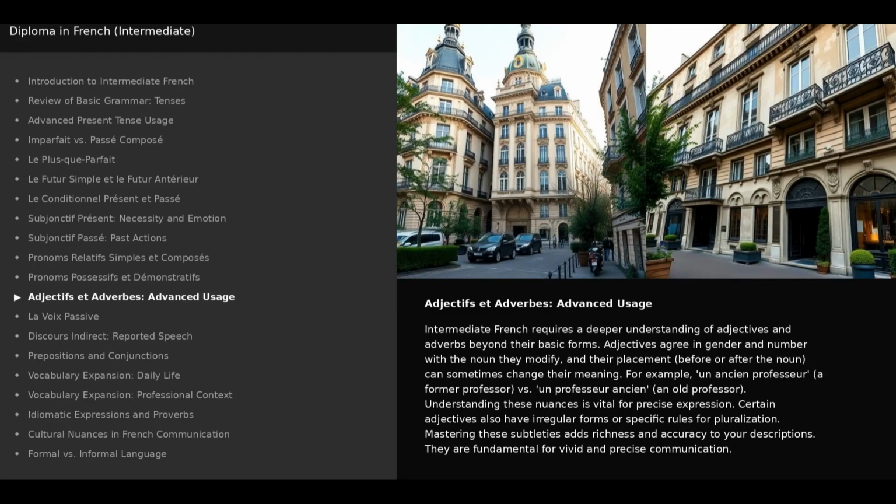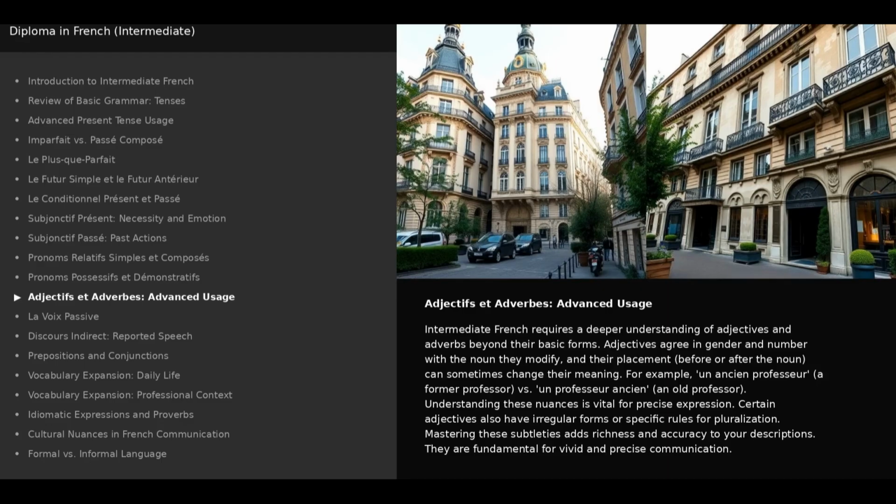Adjectifs et adverbes. Advanced usage. Intermediate French requires a deeper understanding of adjectives and adverbs beyond their basic forms. Adjectives agree in gender and number with the noun they modify, and their placement, before or after the noun, can sometimes change their meaning. For example, un ancien professeur, a former professor, versus un professeur ancien, an old professor. Understanding these nuances is vital for precise expression.